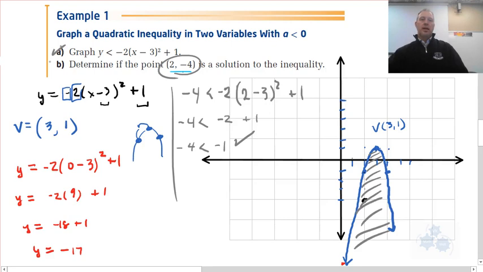We've graphed it and determined if the point is a solution. Yes, it is, because here it is right here. And we know that the solution region is sort of inside this parabola. Okay? So that's example 1.